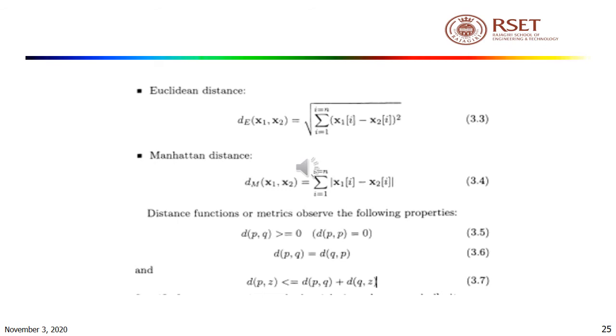Distance functions or metrics observe the following properties: the distance of p comma q is always greater than or equal to 0, and the distance of p comma p is equal to 0. It also satisfies the commutative property, which is also called symmetry: the distance of p comma q is equal to the distance of q comma p. And the next one, the distance of p comma z is less than or equal to the distance of p comma q plus the distance of q comma z.